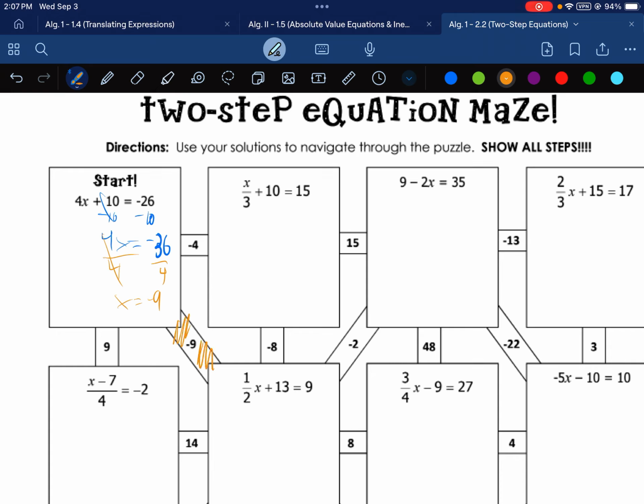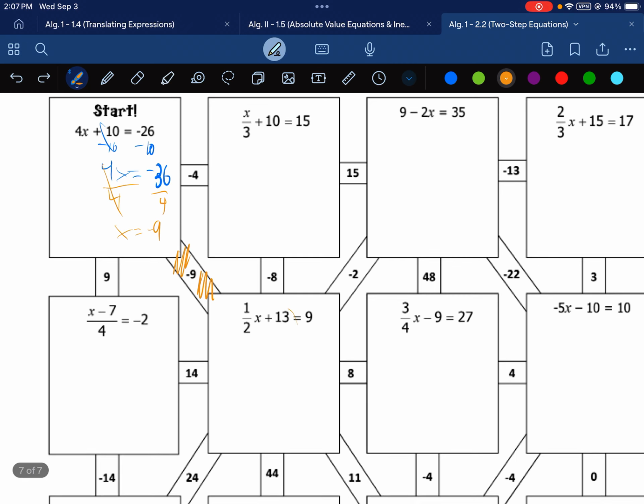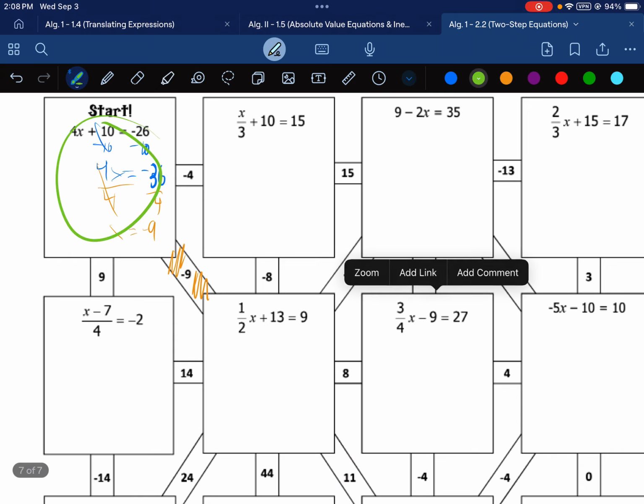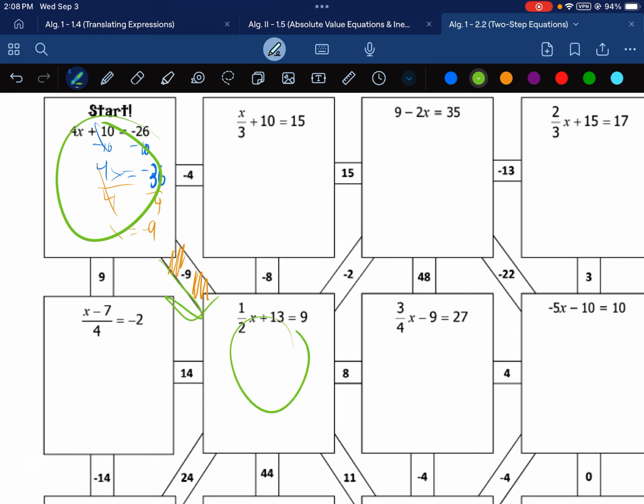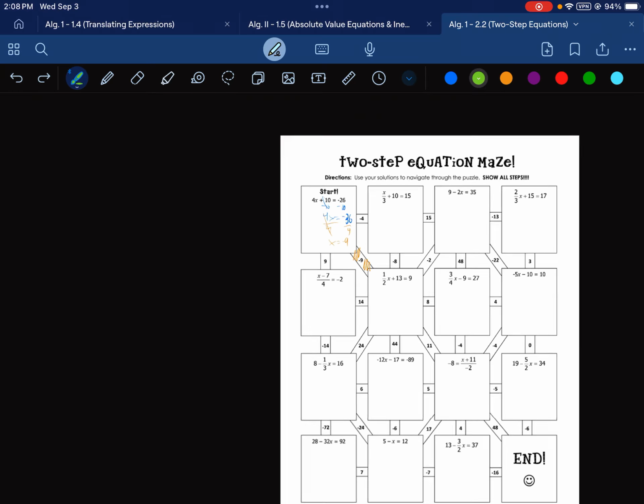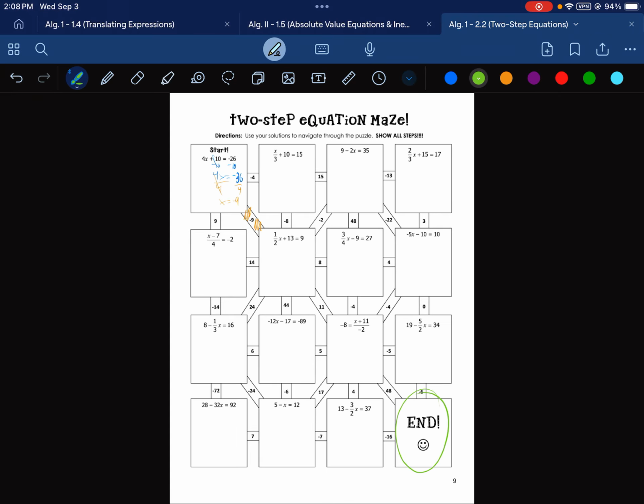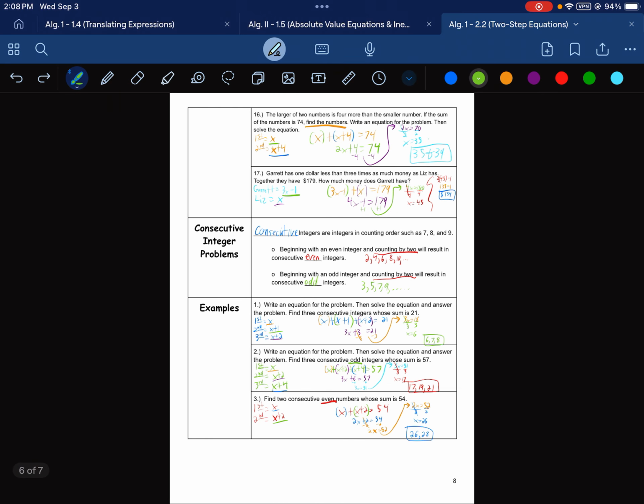And because I got negative 9, I go down this path here. If I got positive 9, I would go down here. If I got negative 4, I go down here. And now I start working on this problem. And depending on what answer I get, I go down one of these other paths. You'll never go back down the same path you were just on. So because I just came from this problem down to here, I'm not going to get negative 9 from this problem and go back up. And the goal is you'll end up getting here if you do all your math correctly.